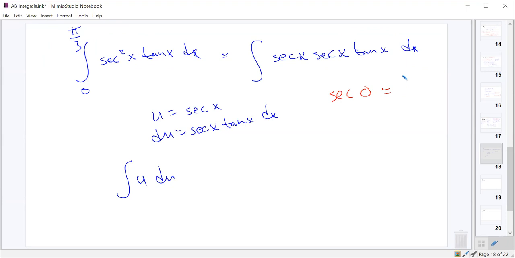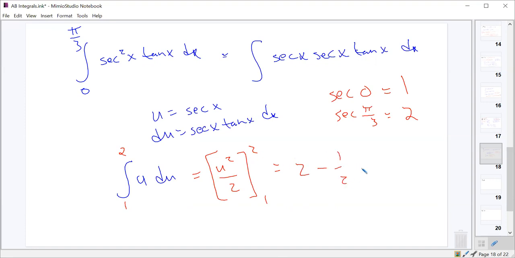You should all have been saying that the secant of 0 is 1. And what's the secant of pi over 3? 2. So we should have then said that this was equal to the integral of u from 1 to 2, which would have been u squared over 2 from 1 to 2. 2 squared is 4 over 2, which is 2, minus 1/2, which is 3/2. So I'm going to come out exactly the same.